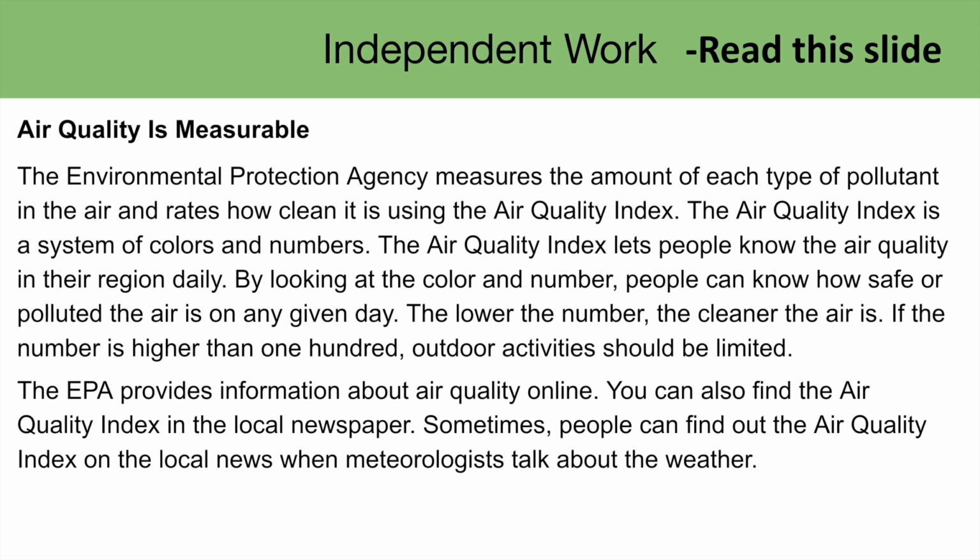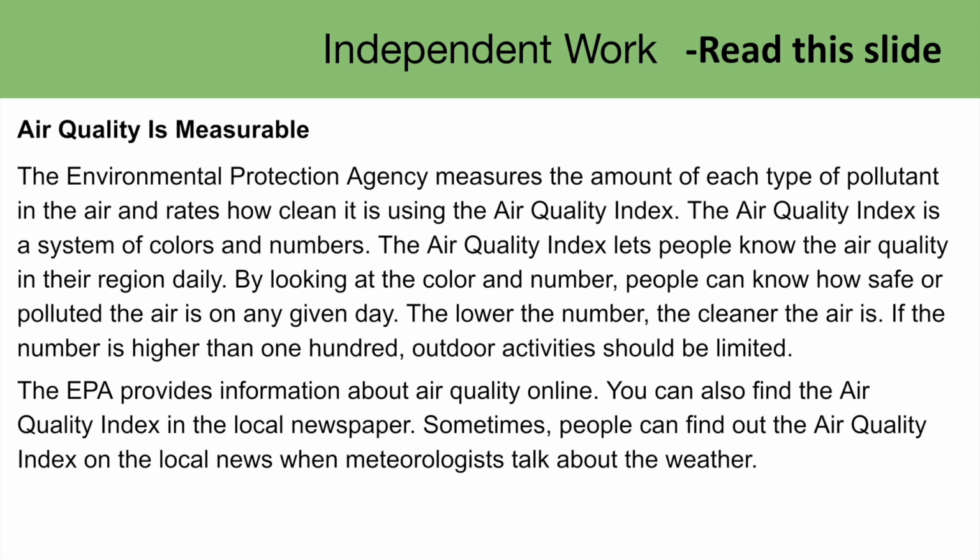Independent work. Read this slide. Air quality is measurable. The Environment Protection Agency measures the amount of each type of pollutant in the air and rates how clean it is using the air quality index. The air quality index is a system of colors and numbers. The air quality index lets people know the air quality in their region daily. By looking at the color and number, people can know how safe or polluted the air is on any given day. The lower the number, the cleaner the air is.